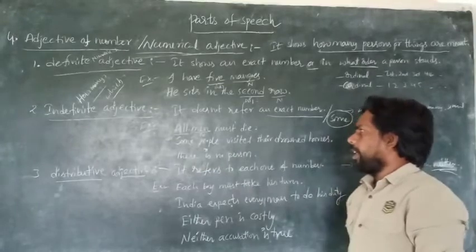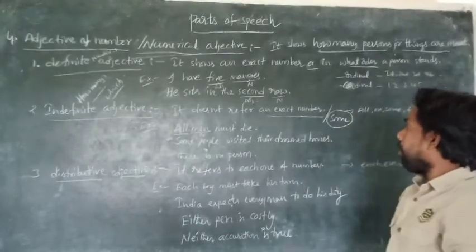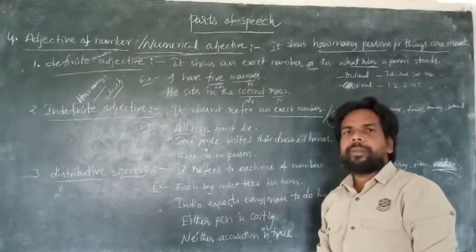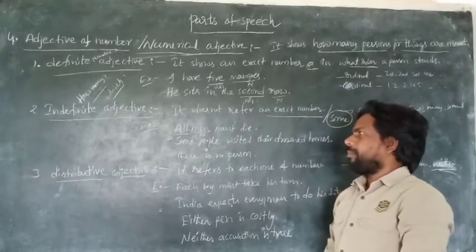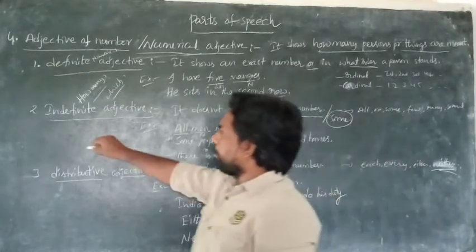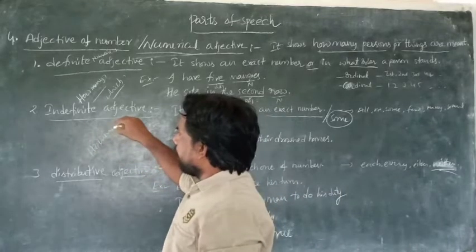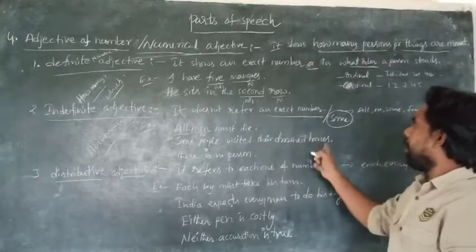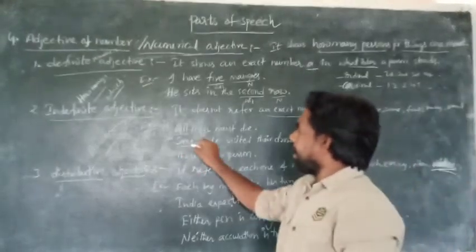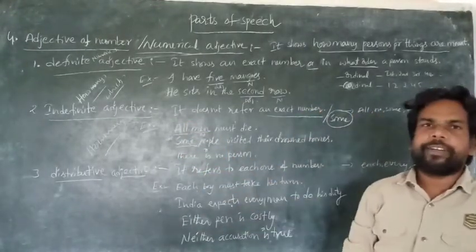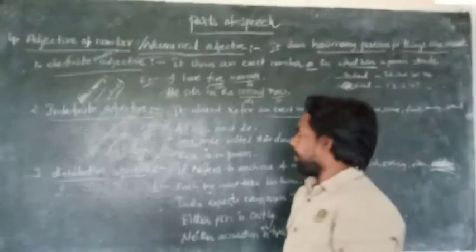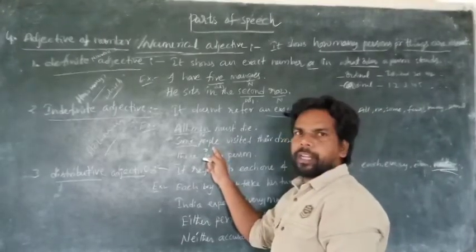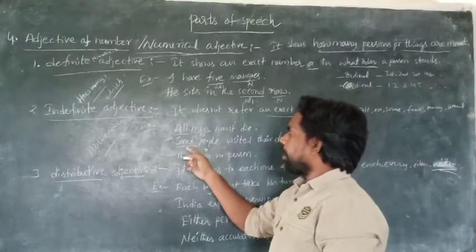And the next one: some people visited their drowned homes. Some people visited. How many people? Some. Some people visited their drowned homes. Here, some is called an indefinite numerical adjective. The word people is a noun. Before the noun, what is that?